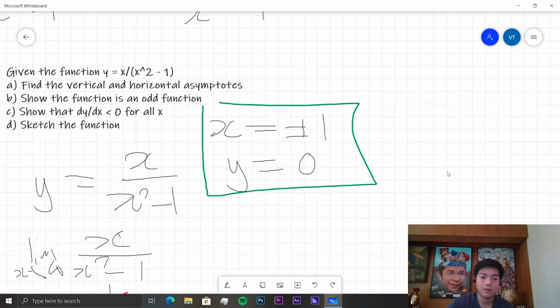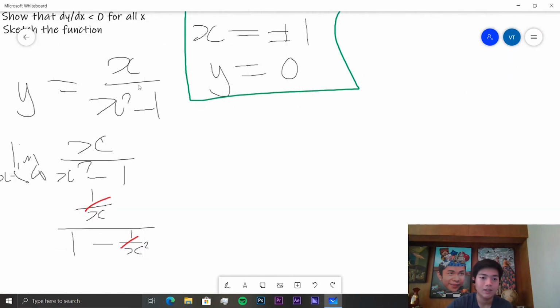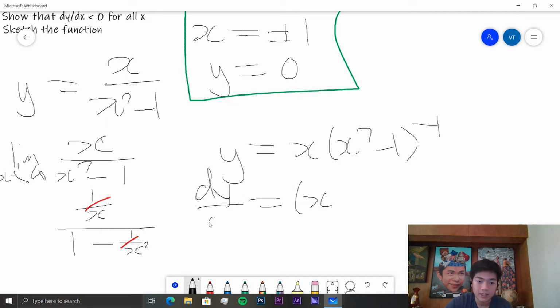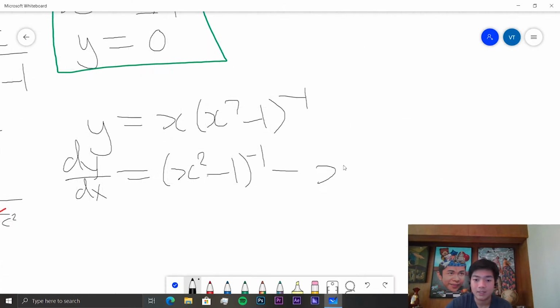Next, we need to show that dy over dx is less than 0 for all x. To do that, we have to differentiate this function. So we have y equals x times x squared minus 1 to the negative 1, in effect. So we can use the product rule to get the derivative. That would be dy over dx equals x squared minus 1 to the negative 1 minus x times x squared minus 1 to the negative 2.